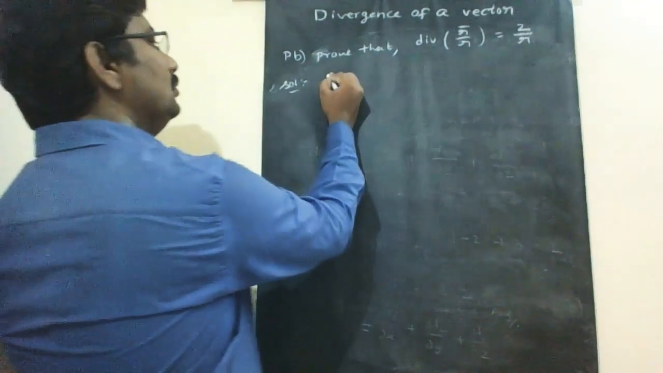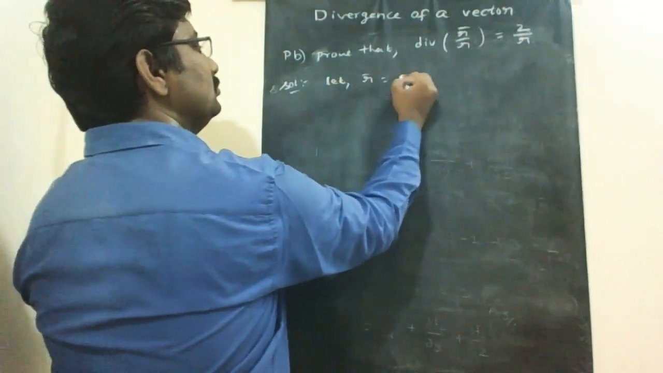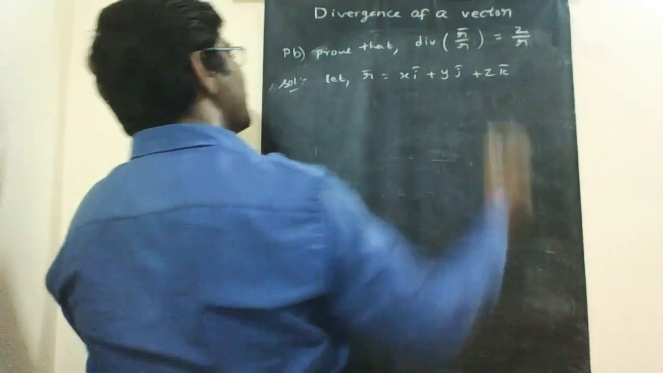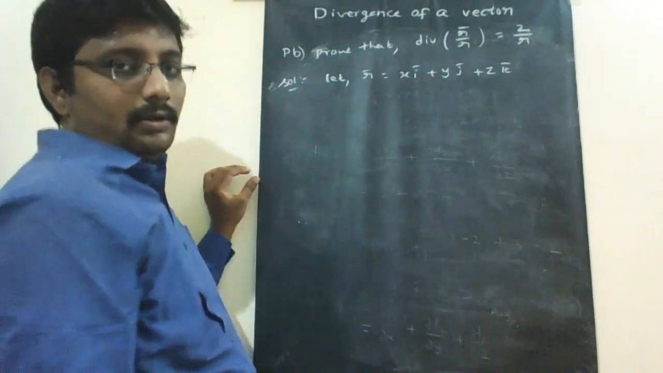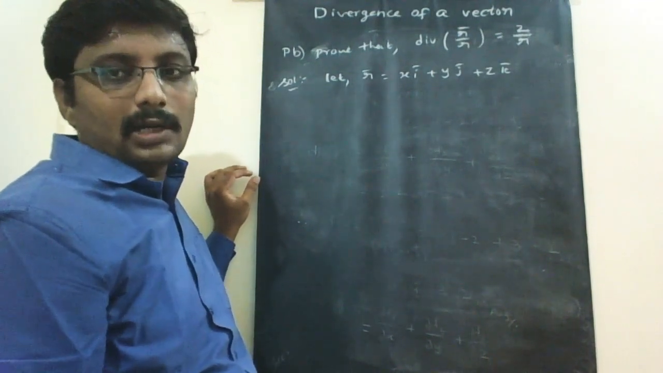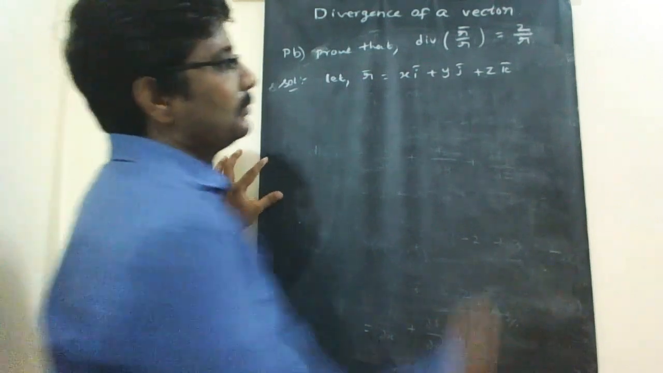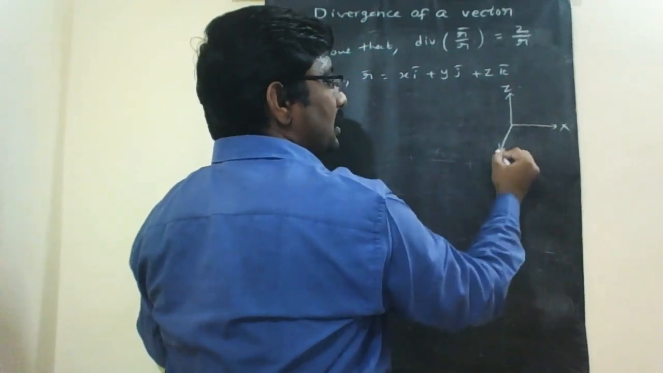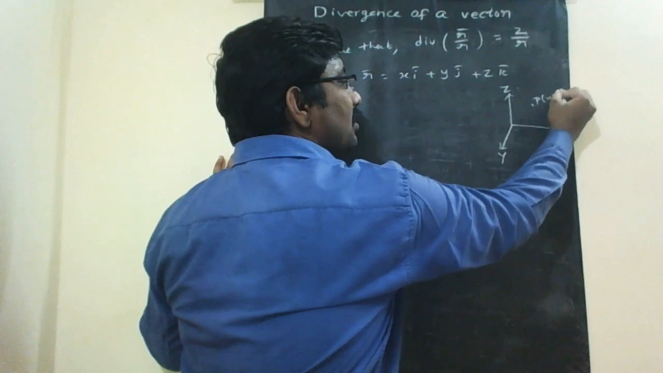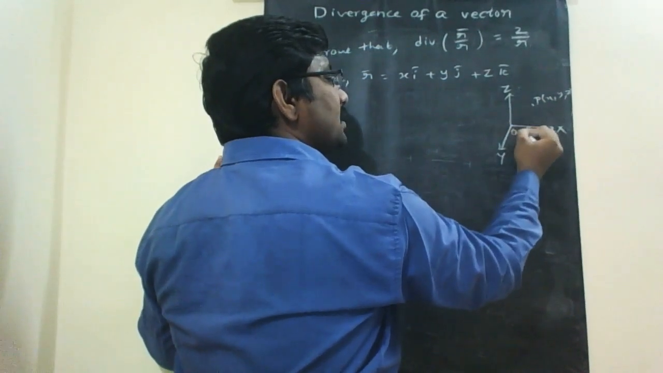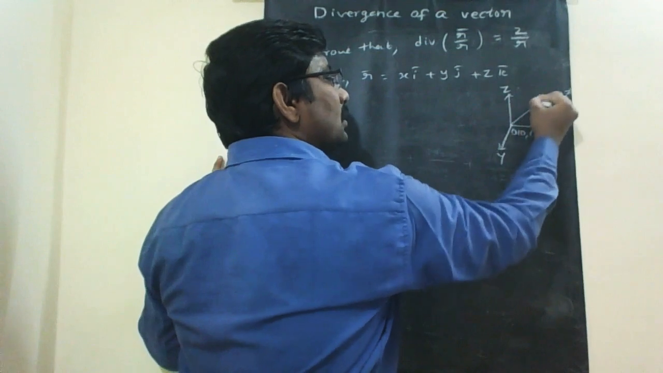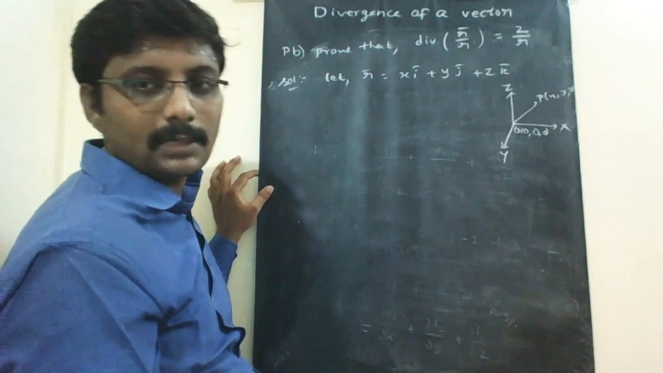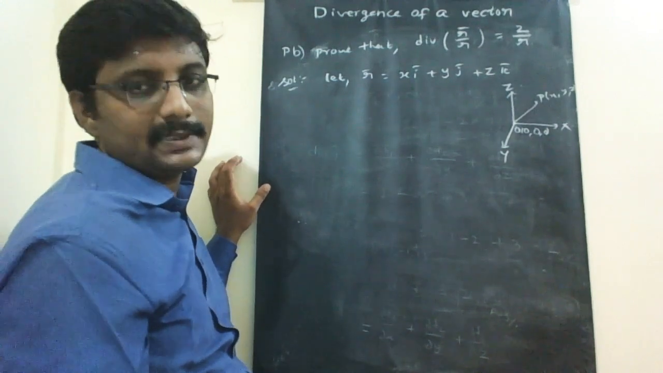So here let r bar equal xi bar plus yj bar plus zk bar. While doing these sums, r bar is nothing but the position vector. Suppose these are the x, y, z axes and P is a point (x, y, z) and O is the origin (0, 0, 0). Then we have the position vector OP bar, and OP bar is nothing but r bar. So what is r bar here? xi bar plus yj bar plus zk bar.